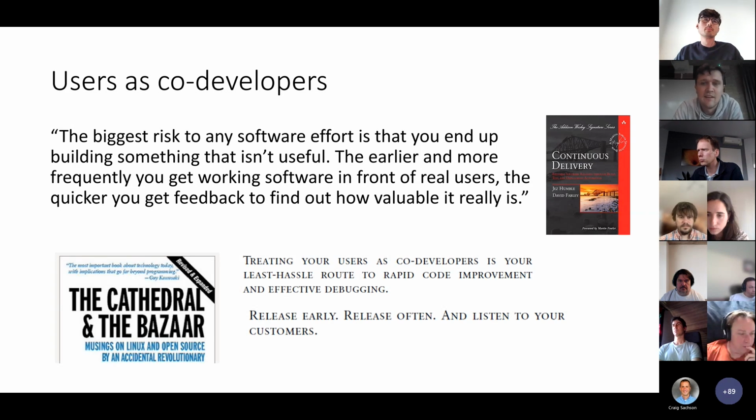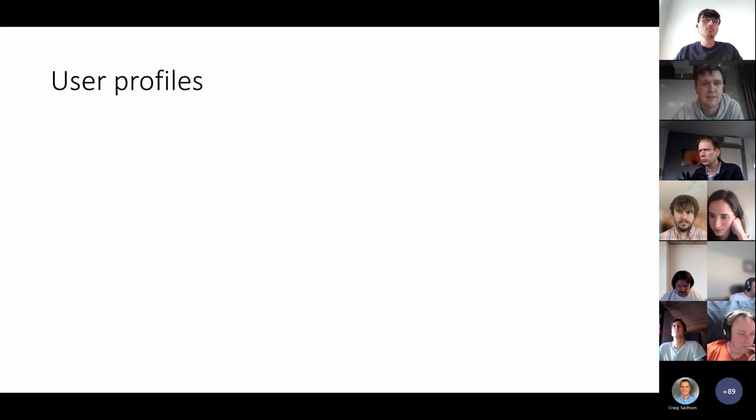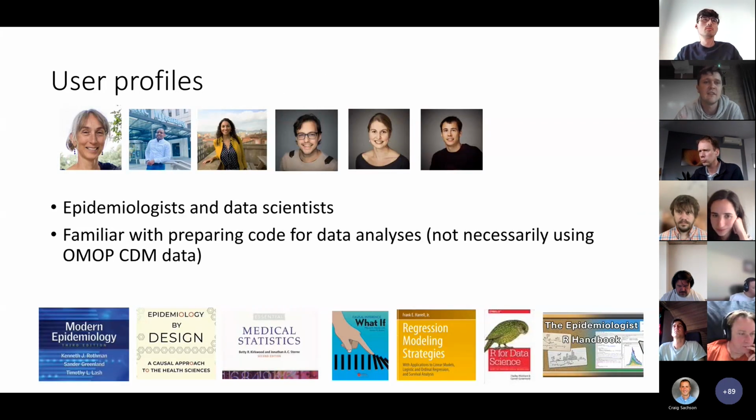And the other benefit for me personally is that treating users as co-developers actually speeds things up and helps us with code improvement, making sure any bugs are found and fixed. Really, listening to the customers, or in our case the users, helps us iterate and quickly improve any software that we've created. And like I was saying, these users are not hypothetical users in our mind. Often they're the people we sit next to.